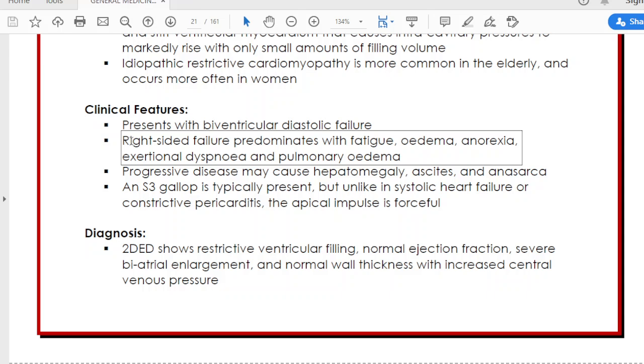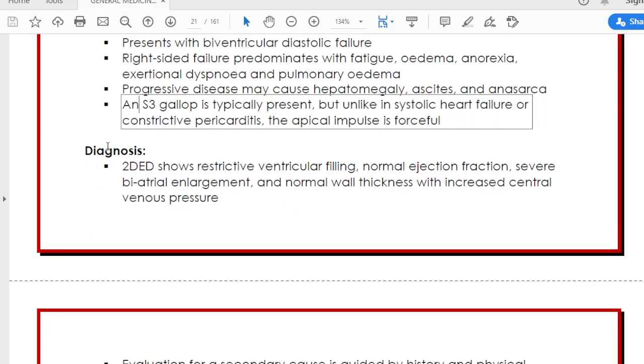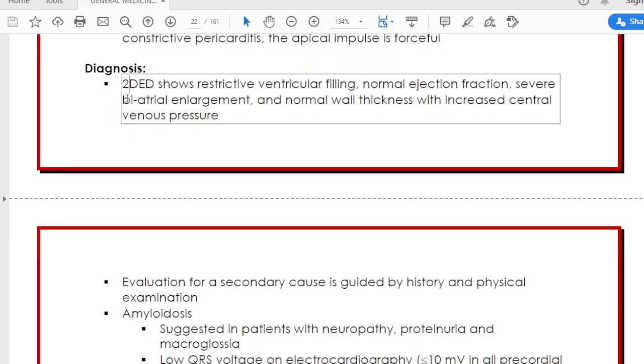Right-sided failure predominates with fatigue, edema, anorexia, exertional dyspnoea, and pulmonary edema. Progressive disease may cause hepatomegaly, ascites, and anasarca. An S3 gallop is typically present, but unlike in systolic heart failure or constrictive pericarditis, the apical impulse is forceful. Diagnosis: 2D echo shows restrictive ventricular filling, normal ejection fraction, severe biatrial enlargement, and normal wall thickness with increased central venous pressure.